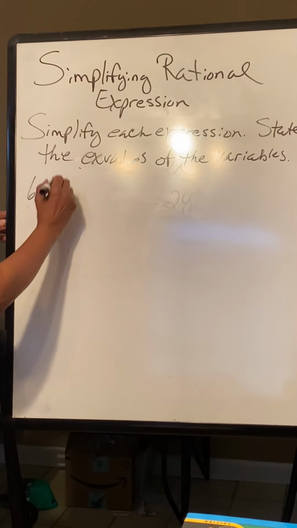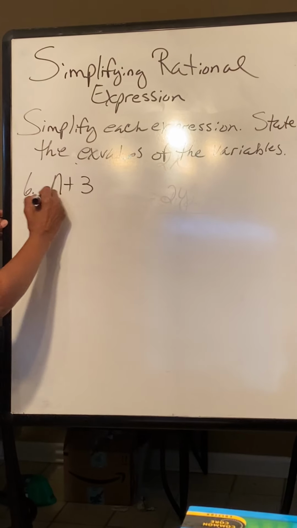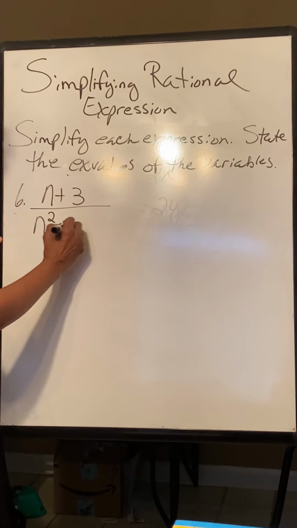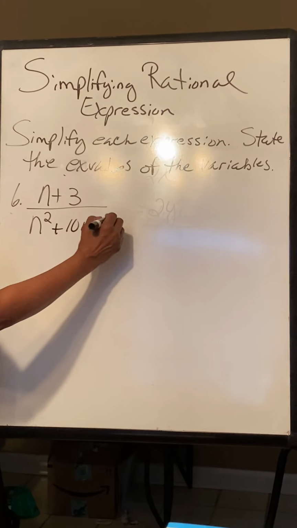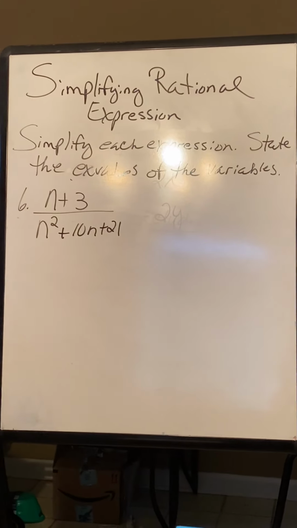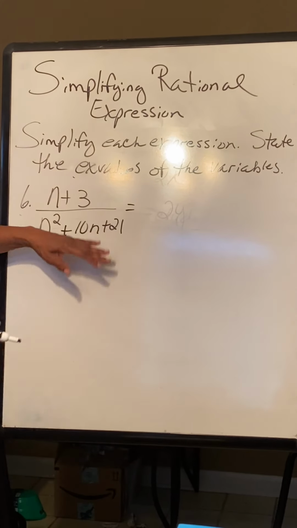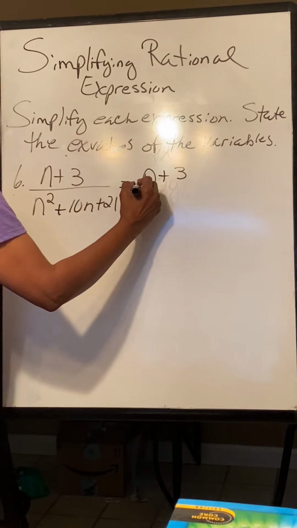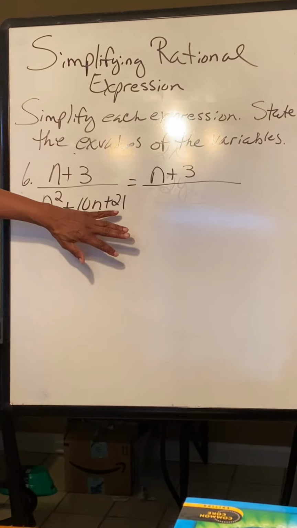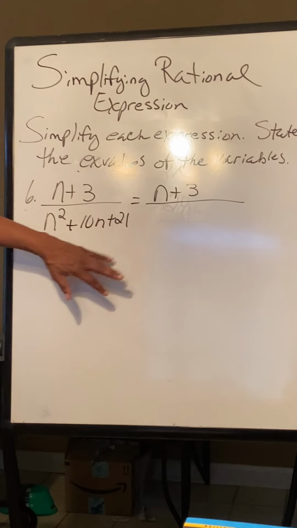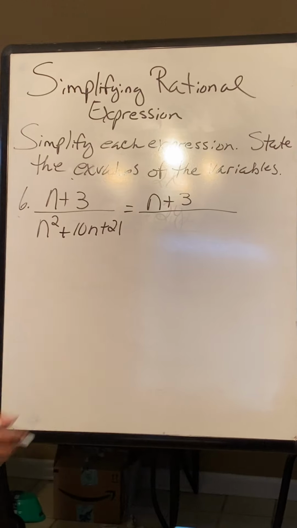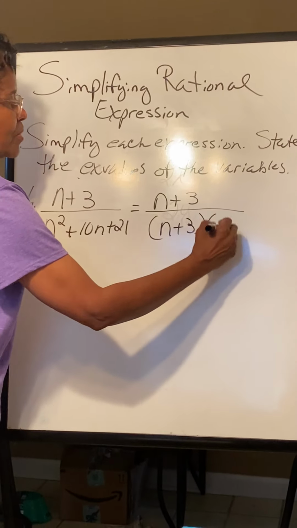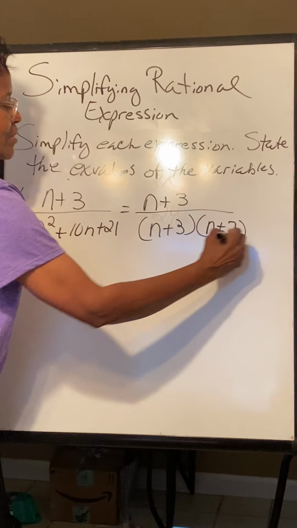Example 6. If I had n plus 3 divided by n squared plus 10n plus 21. Well, it asked me to simplify. So in order for me to simplify, I need to factor this denominator. So I'll have n plus 3 divided by, again, can you think of two numbers you can multiply and get 21, combine, get a positive 10? Those two numbers are a positive 3 and a positive 7. So I'll have the binomial n plus 3 times the binomial n plus 7.